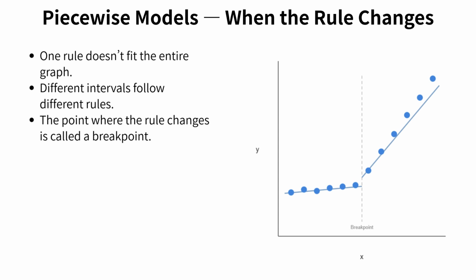On the left side, the pattern is almost flat. On the right side, the pattern changes and starts rising much faster. When different parts of a graph follow different rules, we call this a piecewise model. The point where the rule changes is called the breakpoint. On the SAT, you're often asked to find this point or to compare how the behavior changes before and after it. But to do that correctly, we need to be very clear about what is actually changing.